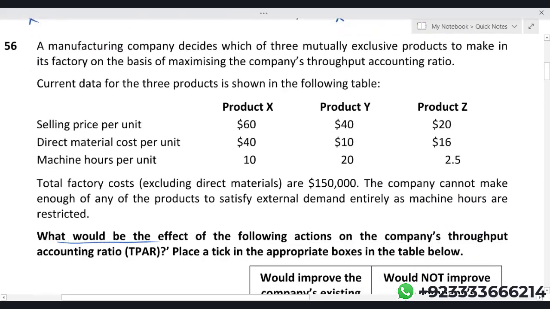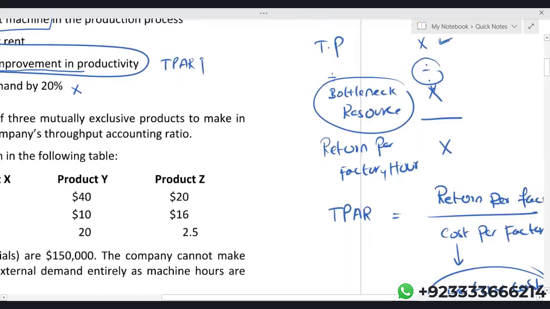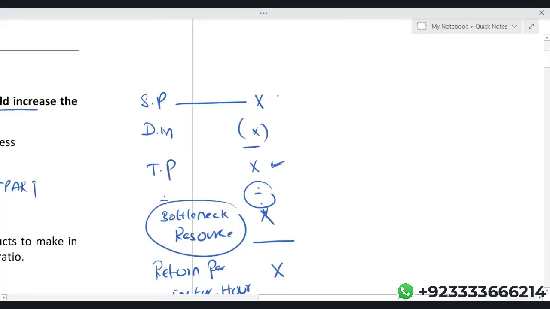Question 56: what would be the effect of the following actions on the company's throughput accounting ratio? Place a tick in the appropriate boxes in the table below. Again, never forget how we calculate throughput accounting ratio. We take selling price per unit minus direct material cost per unit, and we get throughput per unit. Then this throughput is divided by the bottleneck resources required per unit.